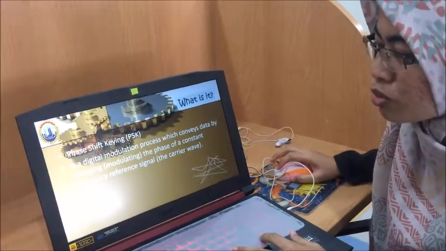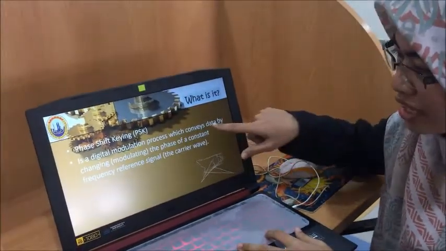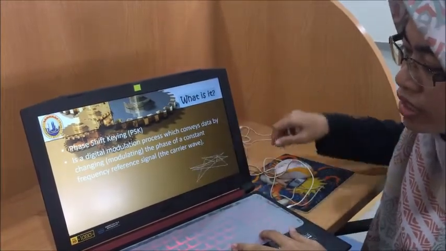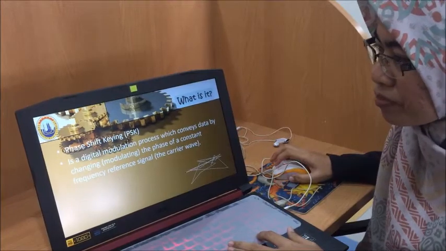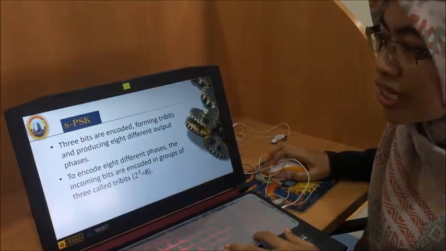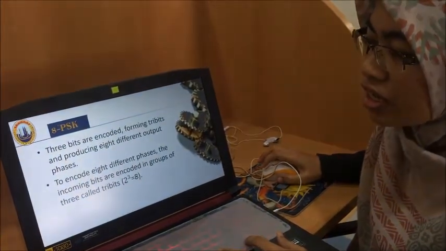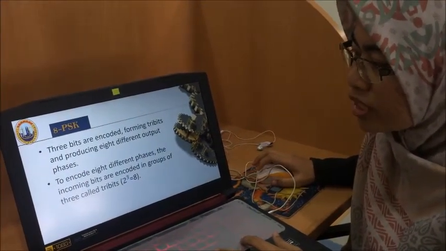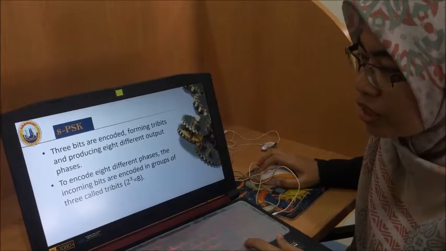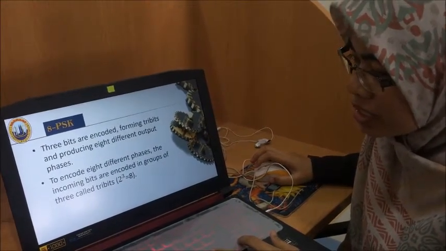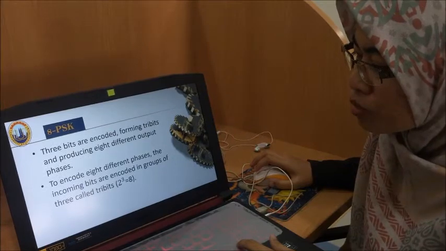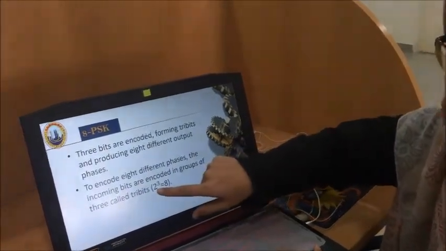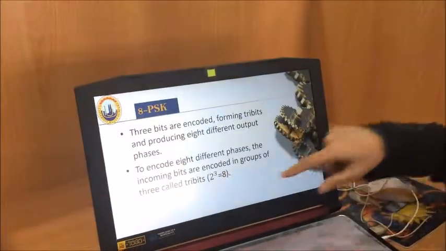It's a digital modulation process which conveys data by modulating the phase of a constant frequency reference signal, the carrier wave. For the 8 PSK, 3 bits are encoded, forming a tri-bit and producing 8 different output phases. To encode 8 different phases, the incoming bits are encoded in groups of 3 called tri-bits, which is 2 to the power of 3, equal to 8.